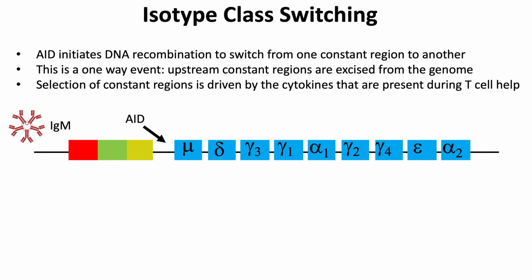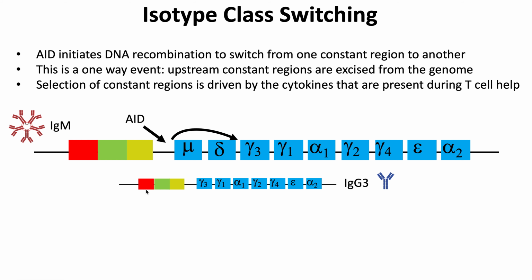So what does that look like? Well, first, let's talk about isotype class switching. So here we have AID that induces a DNA recombination event that allows expression of other constant regions besides the IgM constant region. So, for example, it can mediate a recombination from expressing the mu constant region to here expressing the gamma-3 constant region. And this would result in an immunoglobulin locus that looks like this.